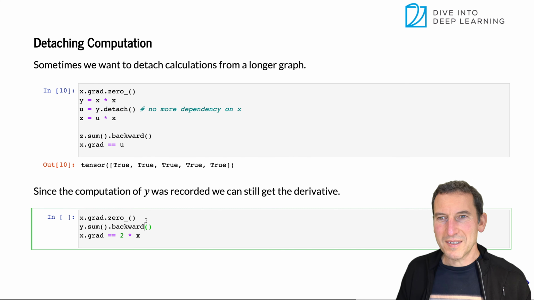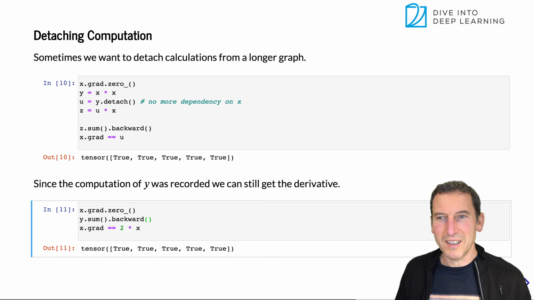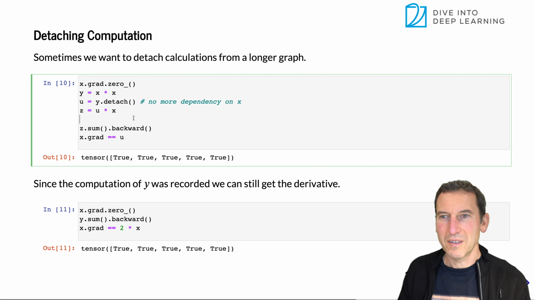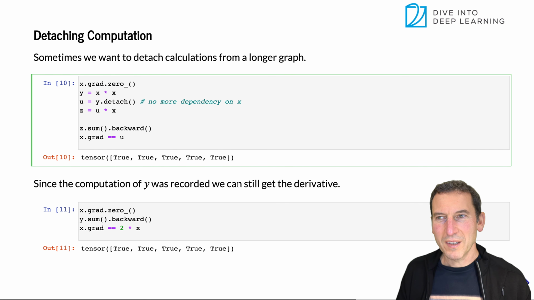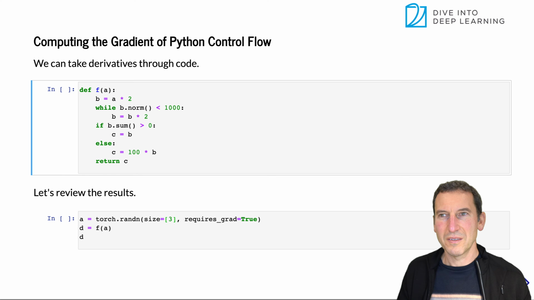Now, of course, since the computation all the way up to y was still being tracked, I can compute the gradient of y with regard to x, and I get 2x. Note again, I had to nuke the gradient before I compute the new one, because otherwise I'll get the sum between this and that operation all summed together into the aggregate gradient. So really keep that in mind, because otherwise it's such a fiendishly easy way to introduce bugs into your code that are really hard to find later.